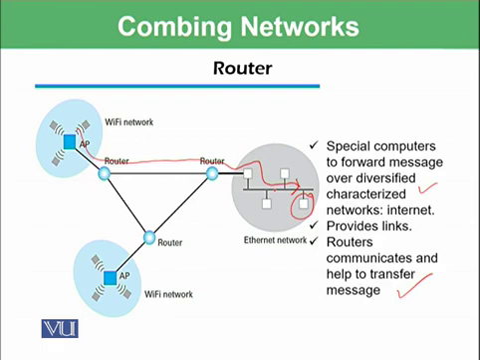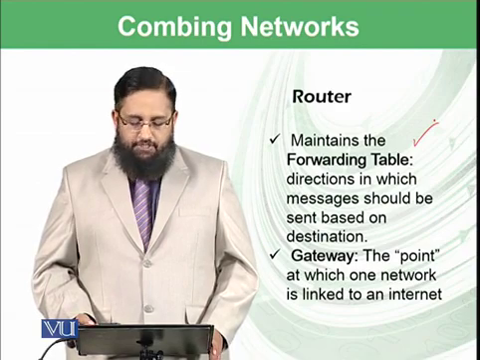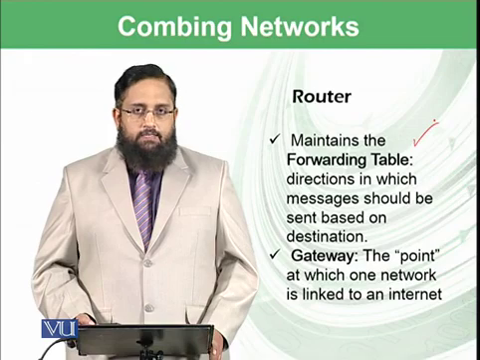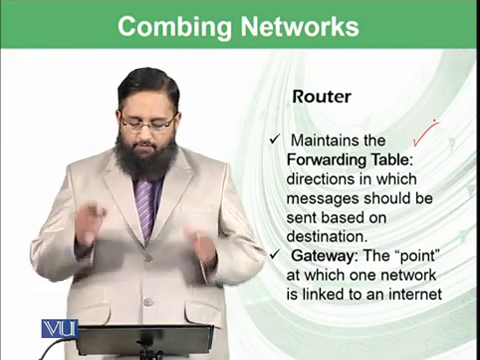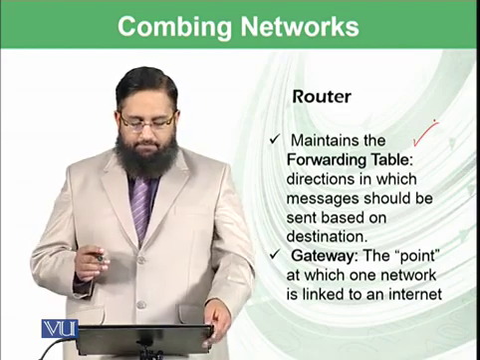Such a network of networks, where different kinds of networks having different topologies are connected, is called an internet with a small i. We will also learn about the difference between small i internet and capital I Internet in the next module. The router maintains the forwarding table, directions in which messages should be sent based on the destination. And there is another concept known as a gateway. The point at which one network is linked to the internet is known as a gateway.